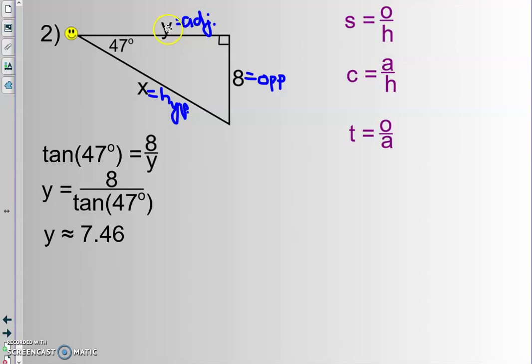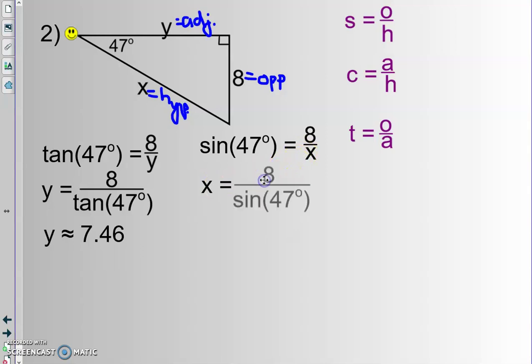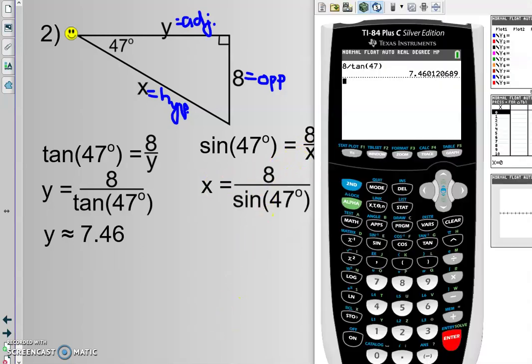So we found y. Now we're going to go after x. Standing at 47, we have the opposite side, which is 8, and x, which is the hypotenuse. Opposite, hypotenuse, that's sine. So the sine of 47 is the opposite over the hypotenuse. Again, you have to solve this for x. You might pause the video. I got x equals 8 divided by the sine of 47.